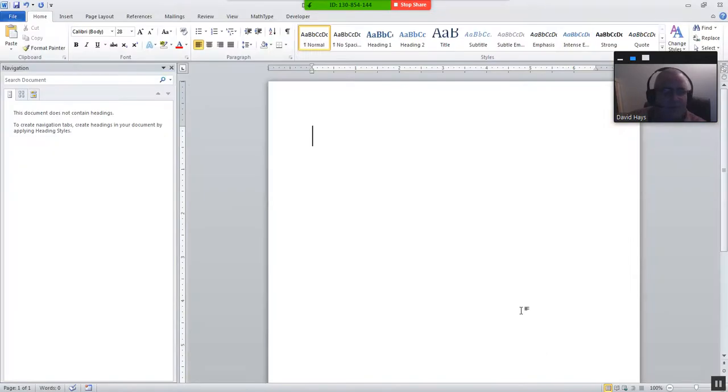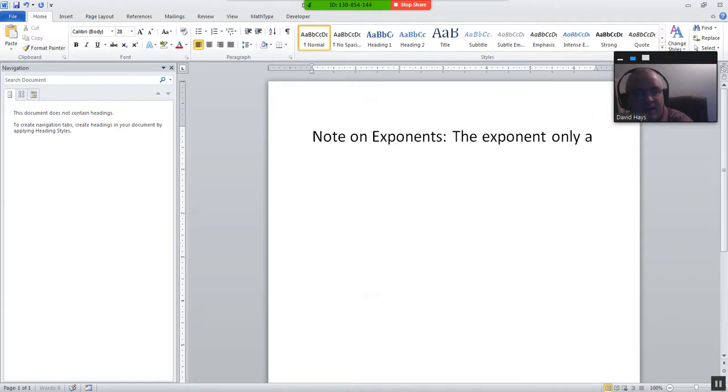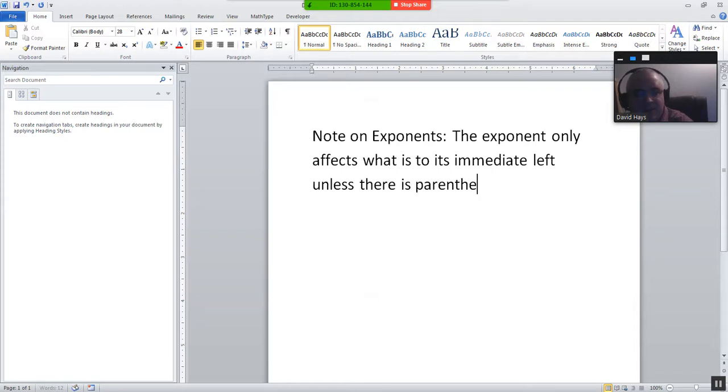Now we got a note on exponents. The exponent only affects what is to its immediate left, unless there is parentheses, and then it affects everything inside the parentheses.